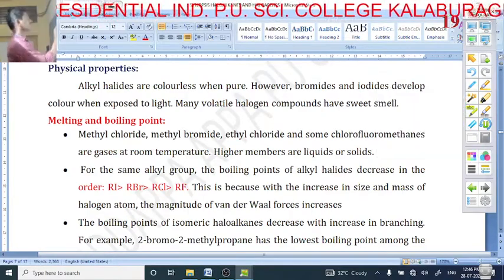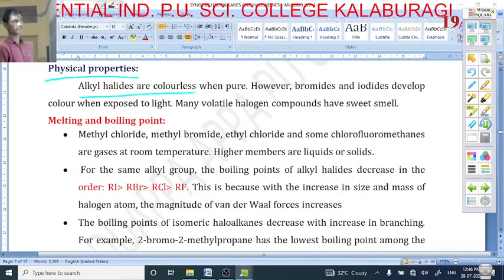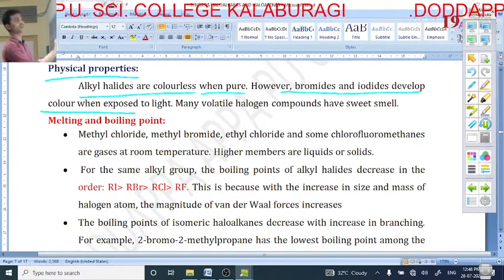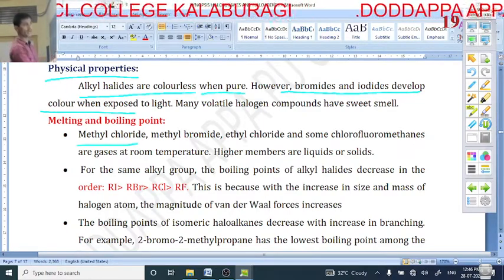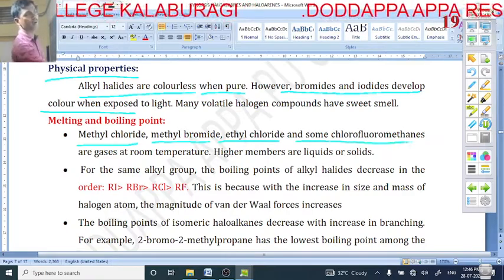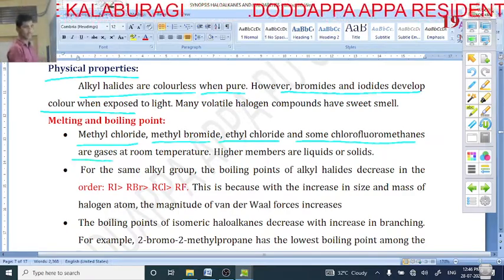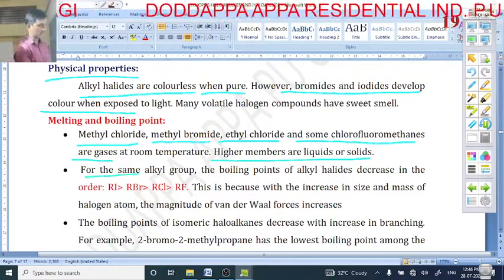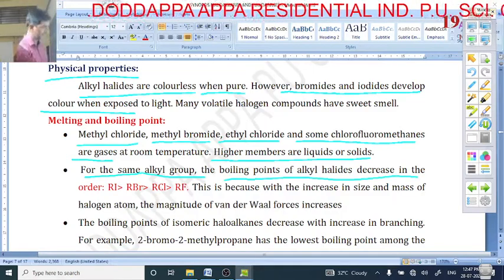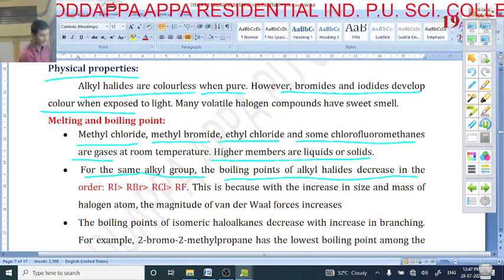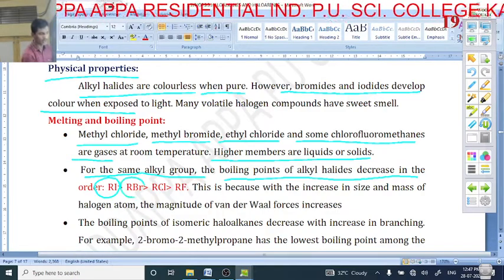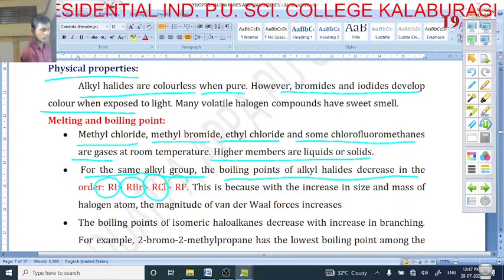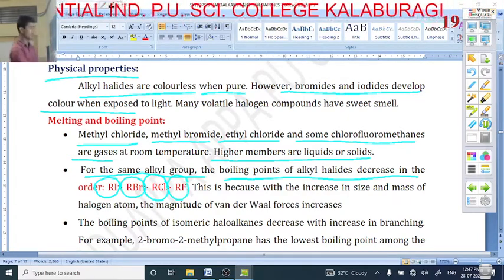The physical properties. Alkyl halides are colorless when pure, but the bromides and iodides develop color when exposed to light. Methyl chloride, methyl bromide, ethyl chloride and some chlorofluoromethanes are gases at room temperature. Higher members are liquids or solids. For the same alkyl group, the boiling point increases from fluoride to iodide. It means alkyl iodides have a higher boiling point than alkyl bromide, and alkyl bromide has a higher boiling point than alkyl chloride, and alkyl chloride has a higher boiling point than alkyl fluoride.